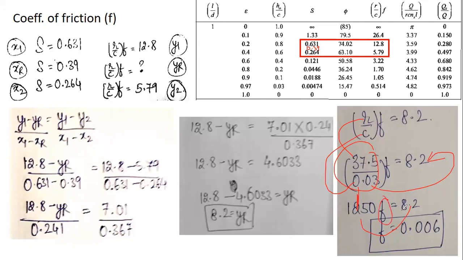Sorry, F is 8.2 divided. This will come into the denominator. The answer is 0.006. Very easy numerical if done step by step. Let's proceed to the next thing.